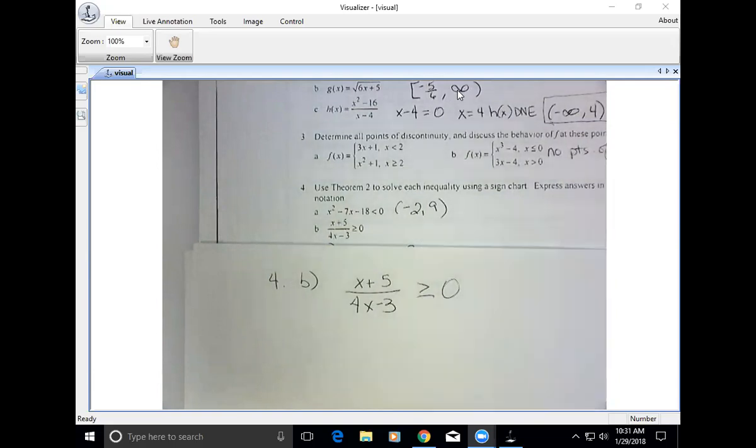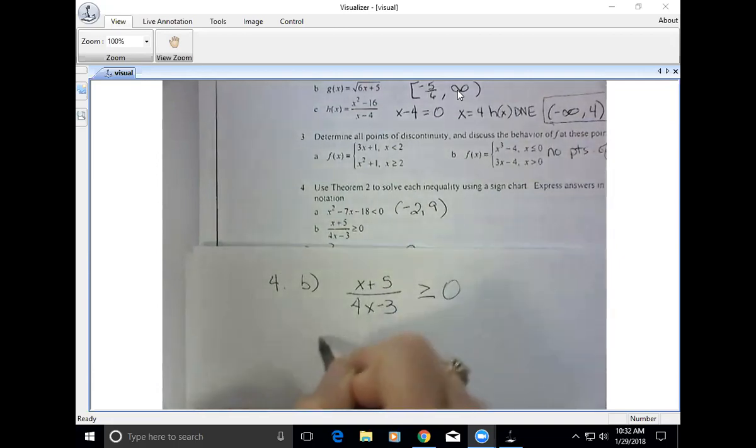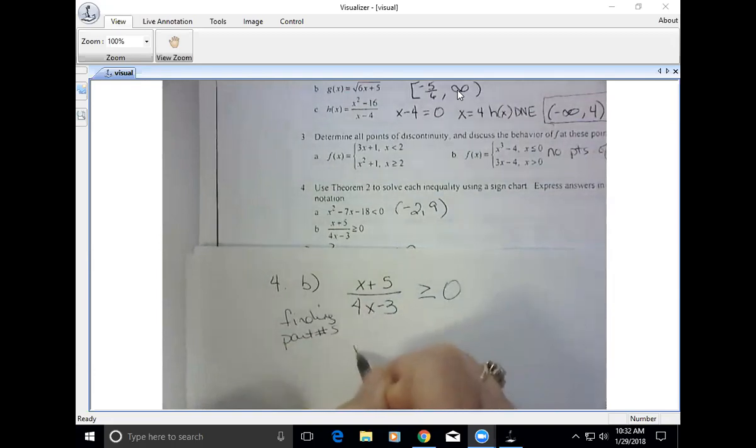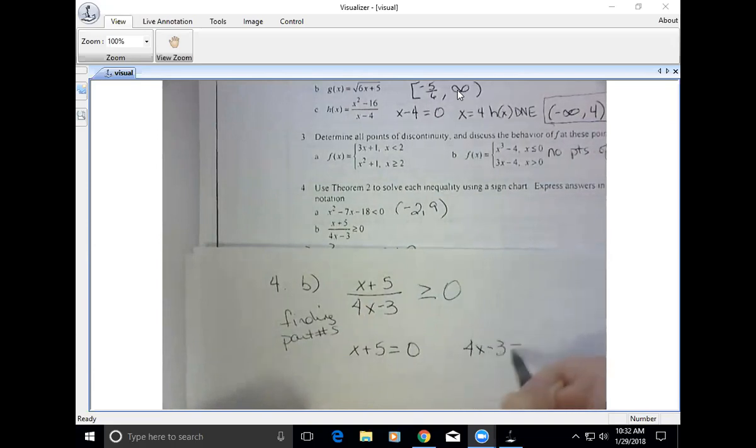We need to find those partition numbers, so we need to find what values would make either the numerator or the denominator 0, correct? Okay, so I'm finding my partition numbers, and that means I set x plus 5 equal to 0. I'm also going to set the denominator equal to 0. And that gives me x equals what?